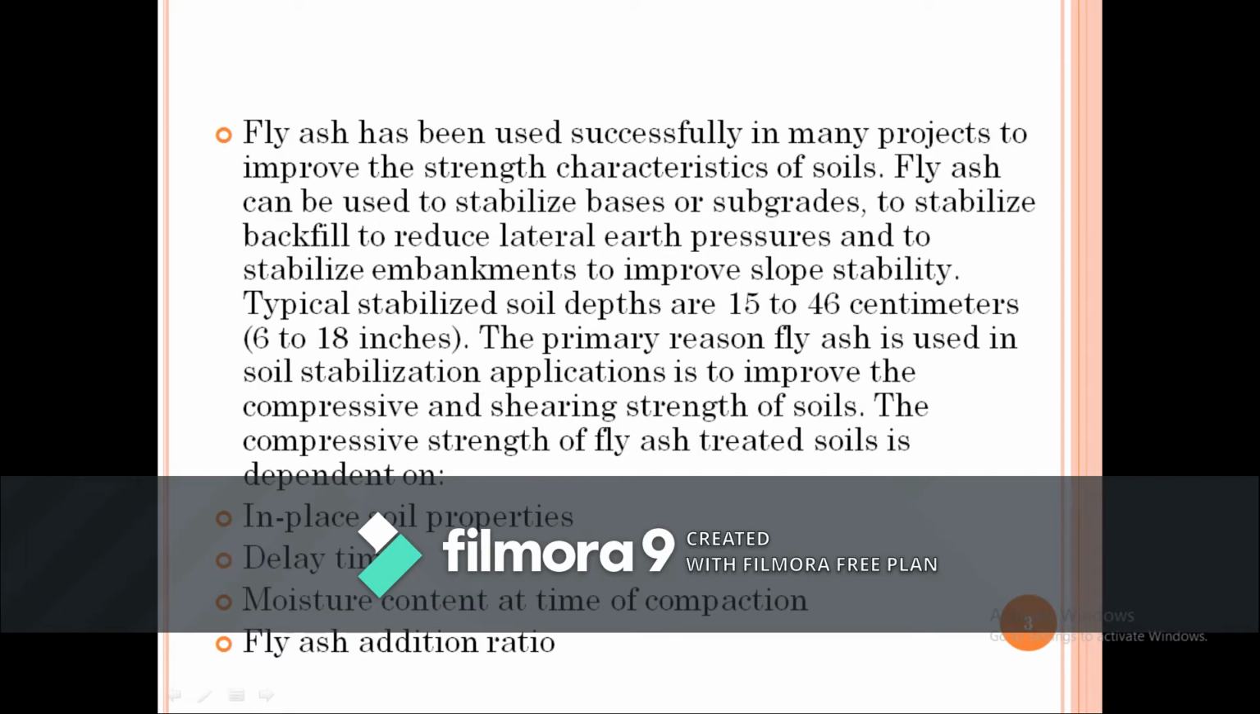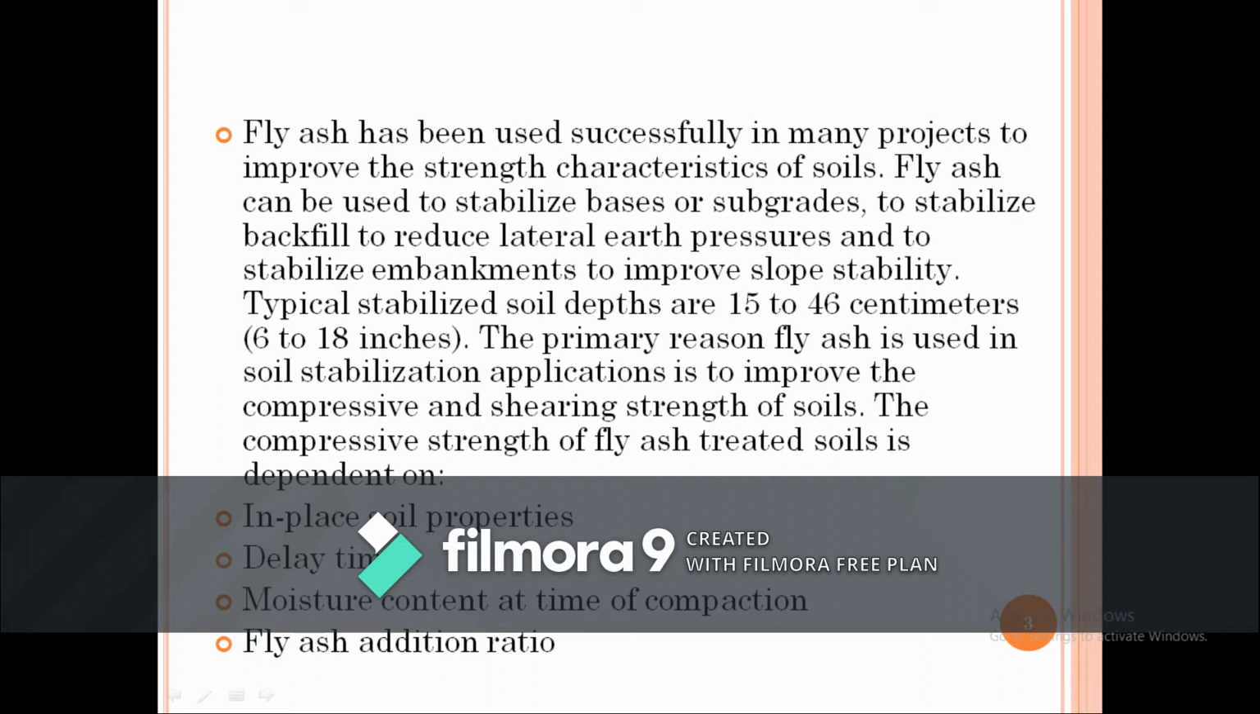So let us go through what is fly ash, how it is added. Fly ash has been used successfully in many projects to improve the strength characteristics of soils. Fly ash can be used to stabilize bases or subgrades, to stabilize backfill, to reduce lateral earth pressures, and to stabilize embankments to improve slope stability.